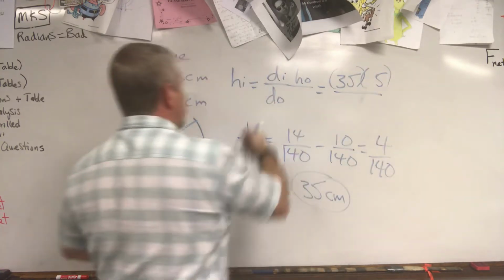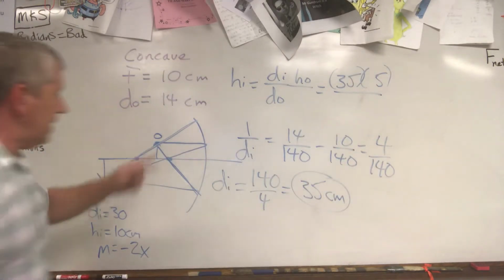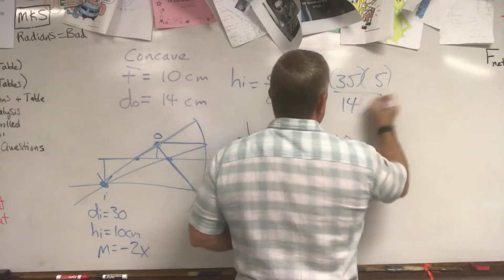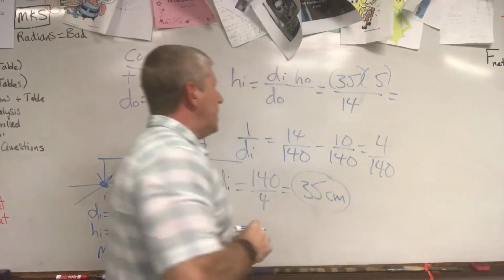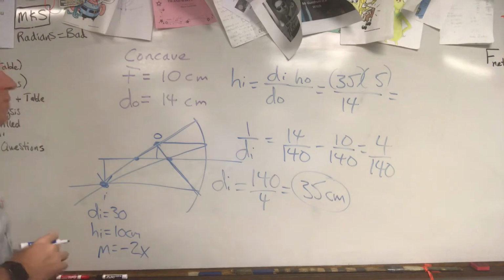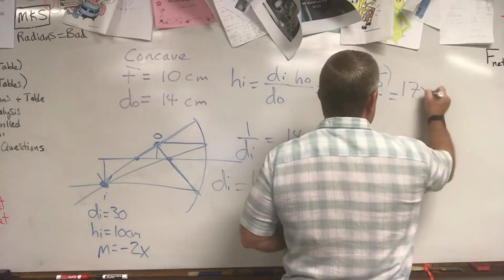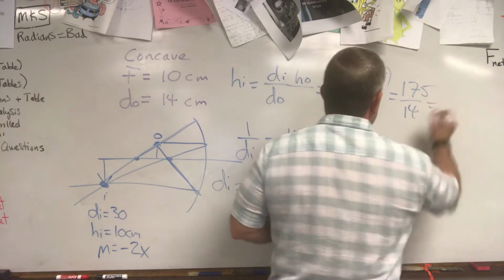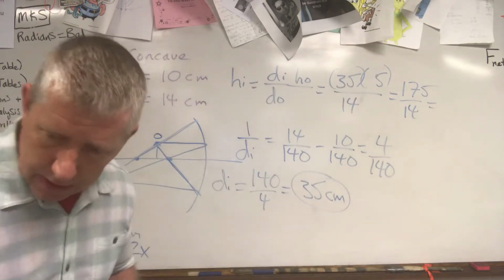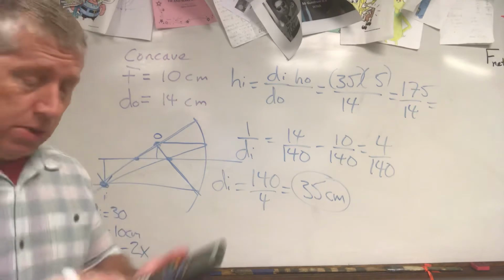And the distance of the object was 14. And so we'll do the math on that. 5 times 35, that's 140, 175 divided by 14. 175 divided by 14. I'm not doing that math in my head. And I know you kids at home aren't doing it.